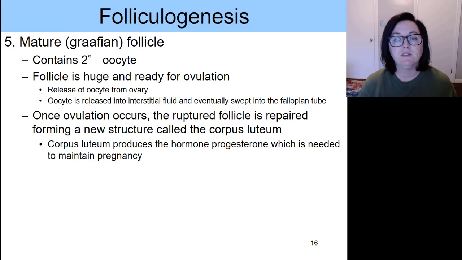It's a hormone that tells the uterus to maintain the endometrium lining. And this is important because the very early embryo will attach to the endometrium. And if the endometrium is shed during menstruation, the embryo will be shed too. So progesterone basically prevents menstruation from occurring.